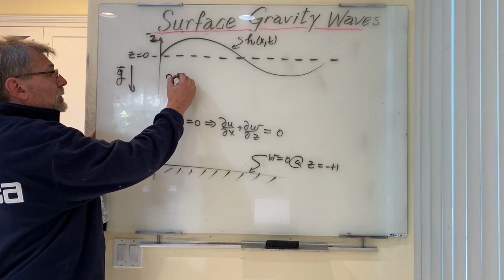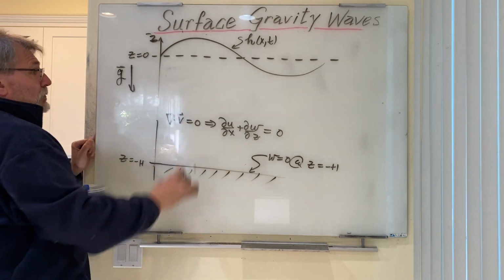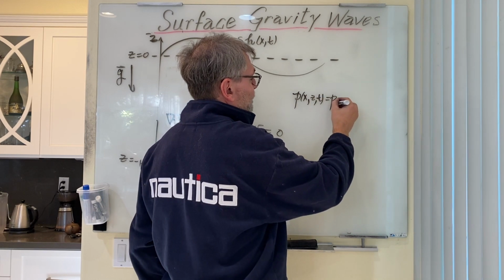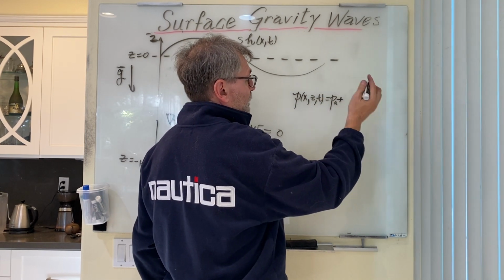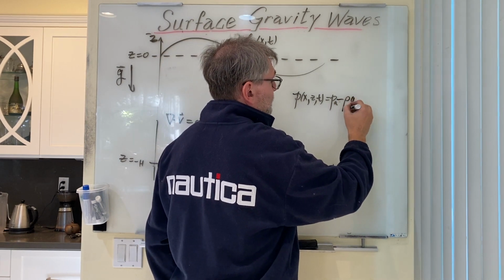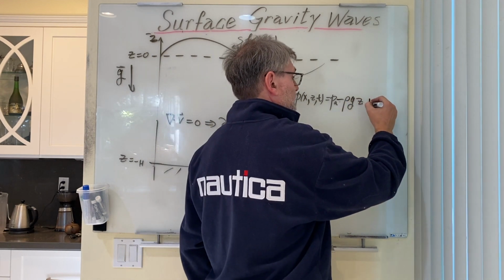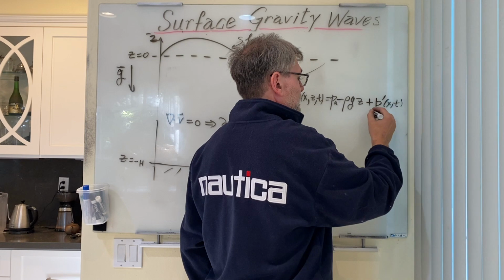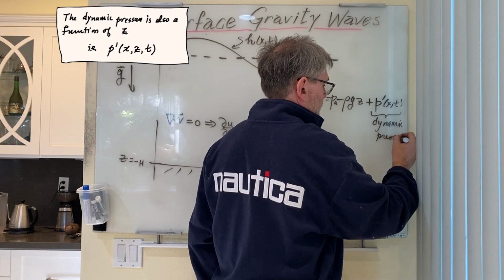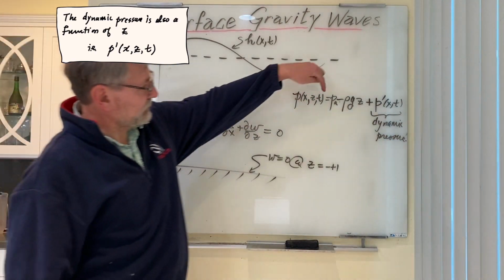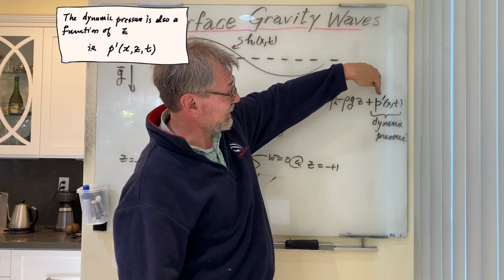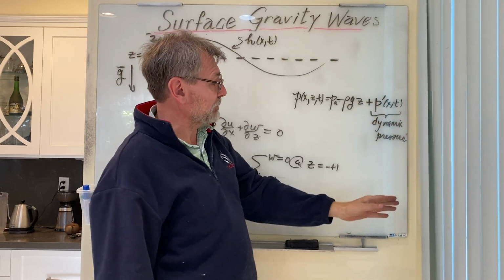But first I should say something about the pressure. So the pressure of x, z, and t is going to be the atmospheric pressure, PA, plus a part of the pressure that balances the force of gravity, which is minus rho g z, plus p primed of x and t. And this bit here is what we call the dynamic pressure. So you can think of this as the atmospheric pressure, the pressure that balances gravity, sort of like the hydrostatic pressure, and then another part, whatever's left over of the pressure, we'll call that p primed.